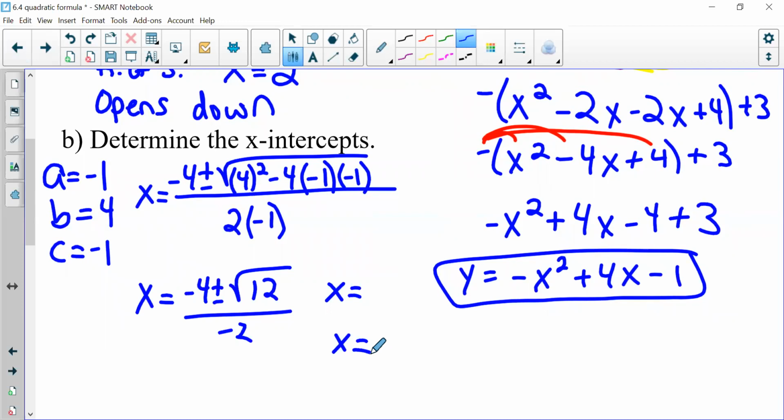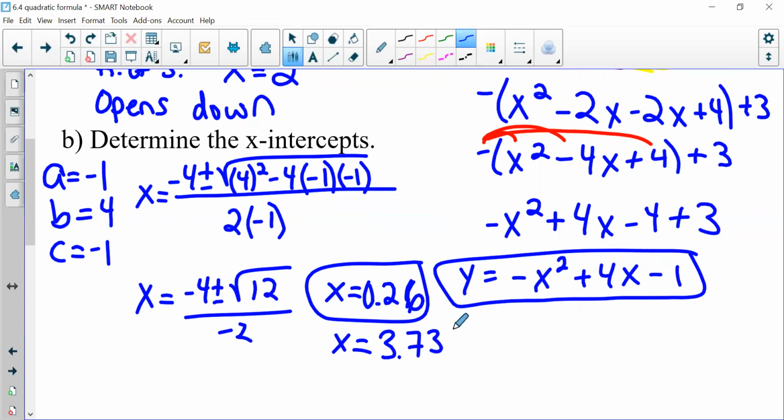Did anyone get the 2 x-intercepts? Can anyone confirm here it's number of 0.26? Yeah, that's right. Awesome. And what's the next one? Positive 3.73. Yeah, I think it's right. Matthew's done it in his head, he's confirming all is good.